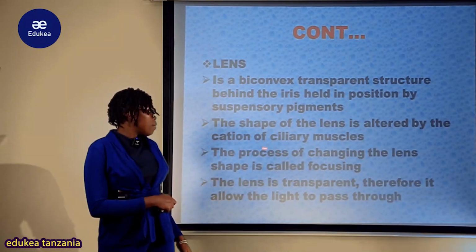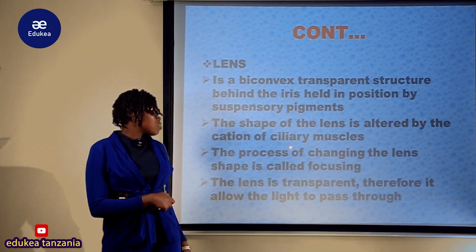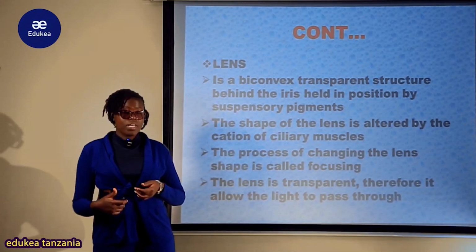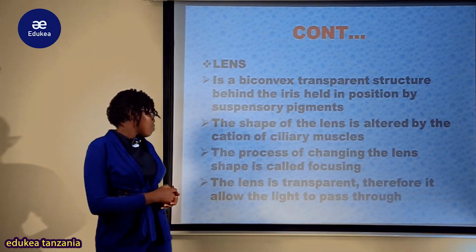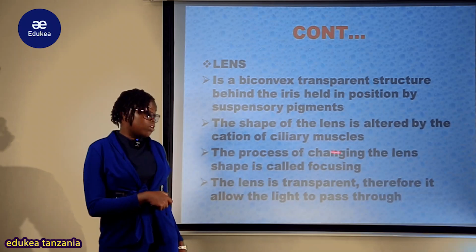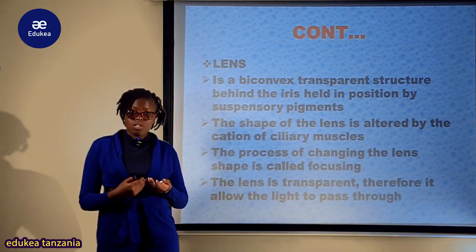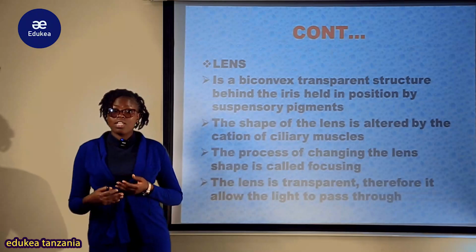So the shape of the lens is altered by the action of the ciliary muscles. Kwa shape ya lens inakuwa altered by the action of the ciliary muscles. So the process of changing the lens shape is called focusing. So ile process ya changing the size ya lens by these ciliary muscles inaitwa focusing.